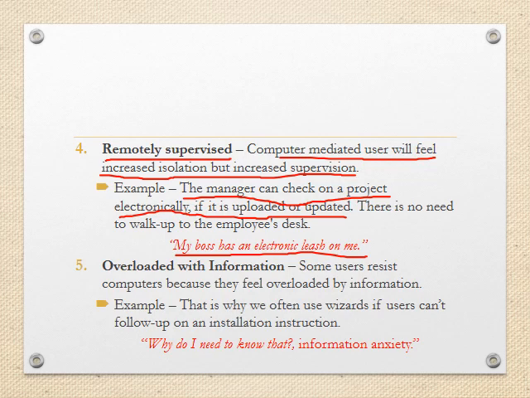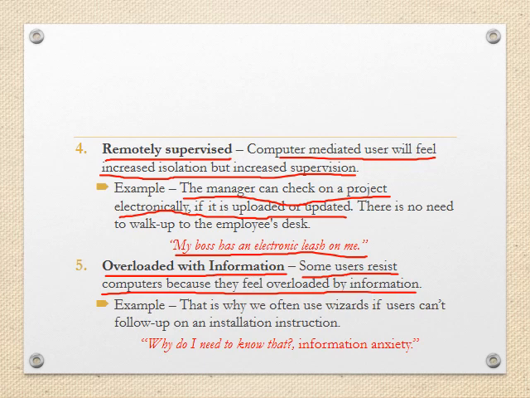The fifth characteristic is being overloaded with information. For those kinds of users, any new piece of information is something new that they have to learn, something heavy on them. So some users resist computers because they feel overloaded by information, which makes them feel information anxiety.